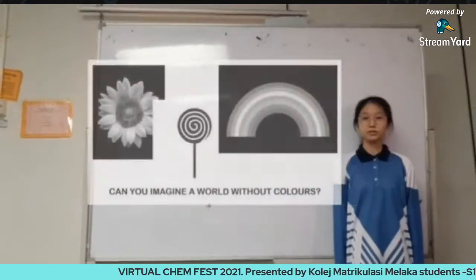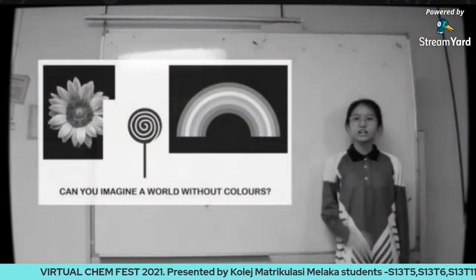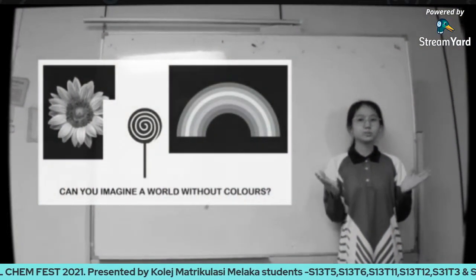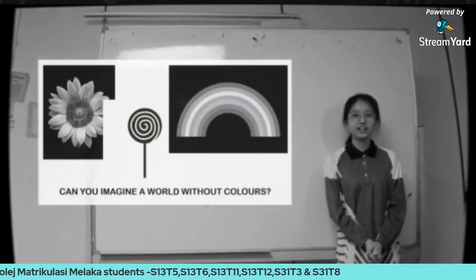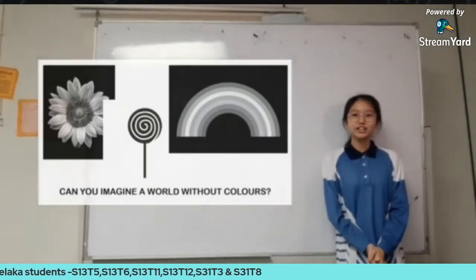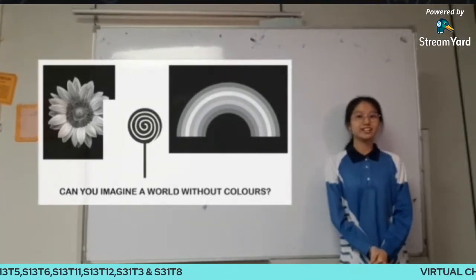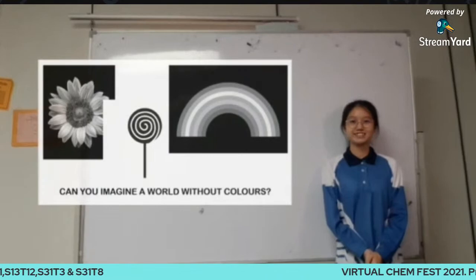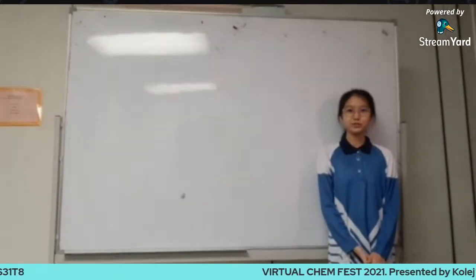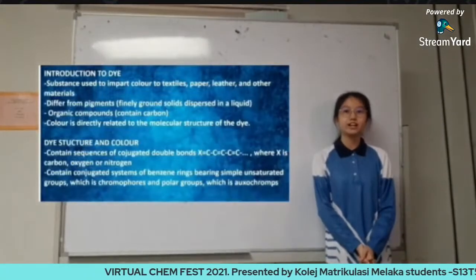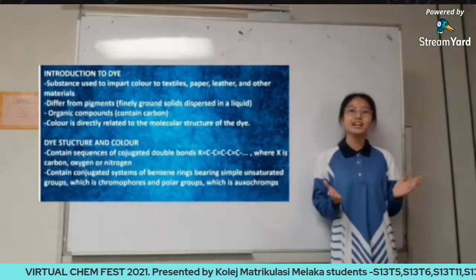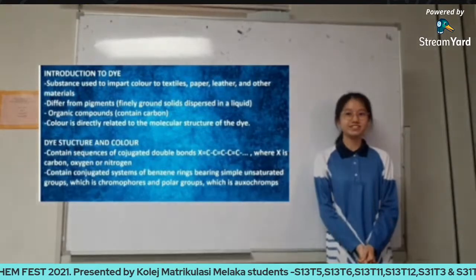Can you imagine a world without colors? Colorless rainbows, no purple lollipops, no yellow flowers, no color at all. Luckily, this was a reality even our great-great-great ancestors didn't have to face. Let me introduce you, dyes. They are substances used to impart color to textiles, paper, leather, and other materials.